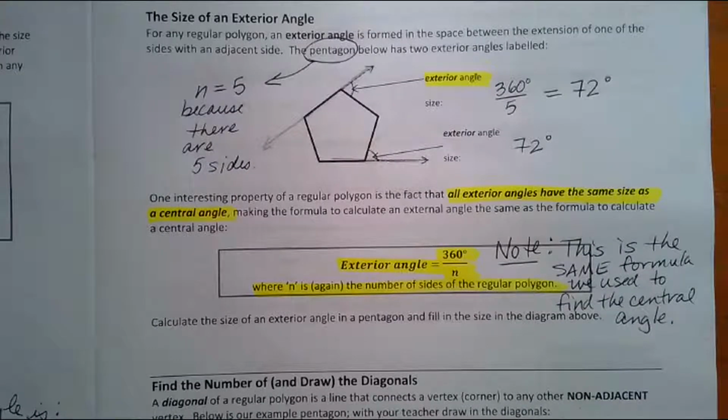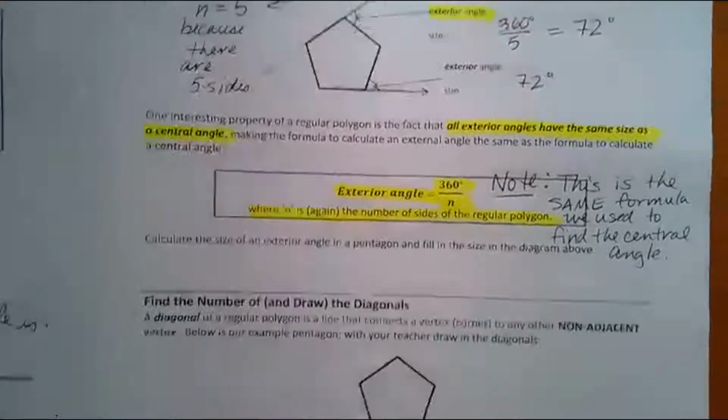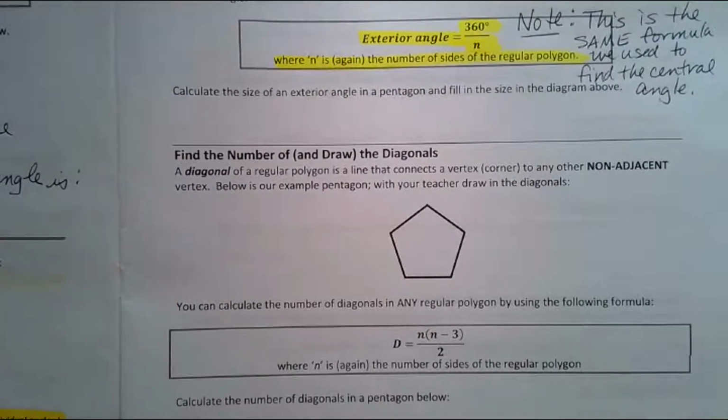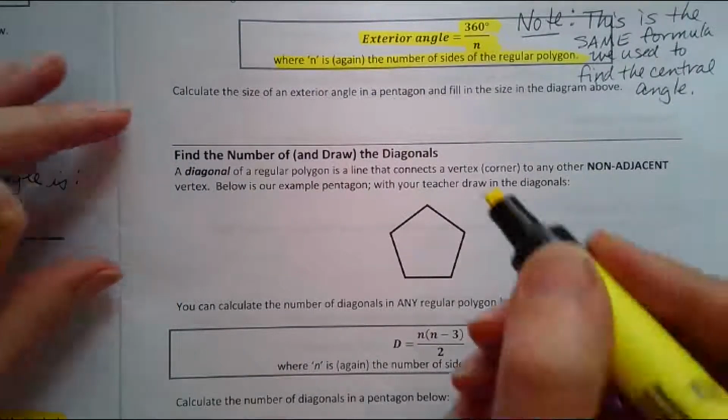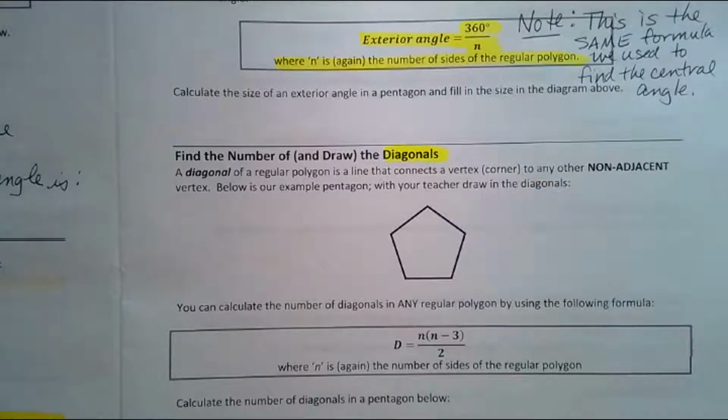Now let's talk about a diagonal. I'm just going to do those two today, and then maybe we'll take a look at some of the questions. So find the number of diagonals. That's the second new word today. The first new word was exterior, as in exterior angle, and the second new word is diagonals.